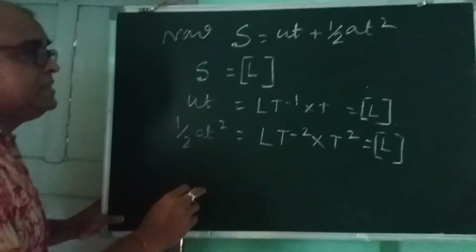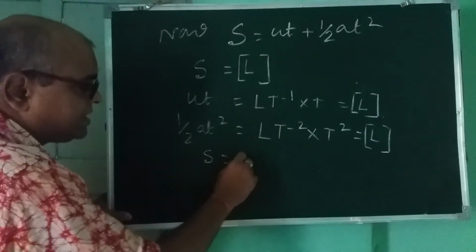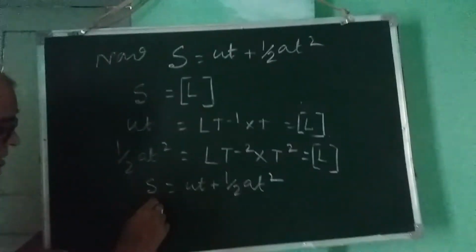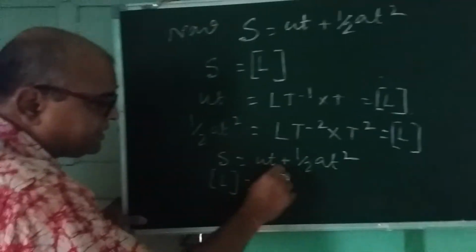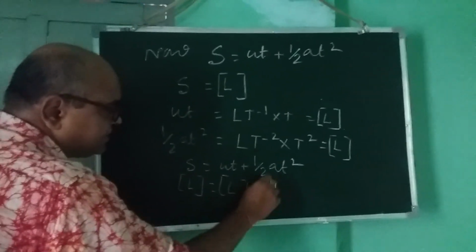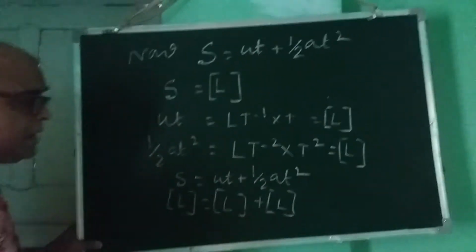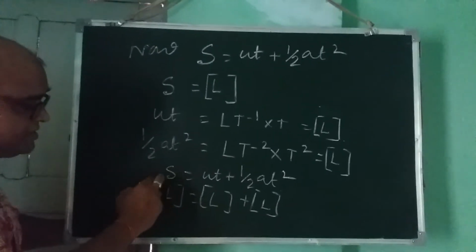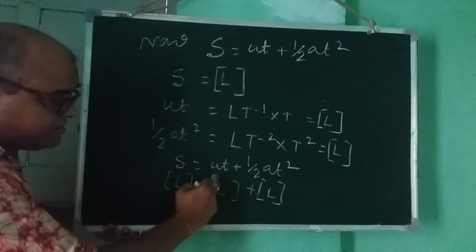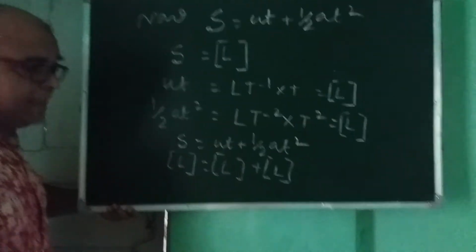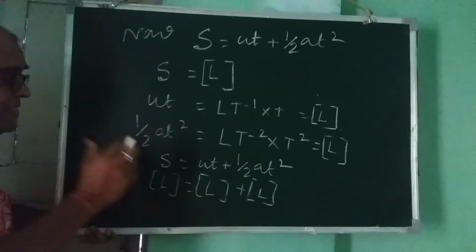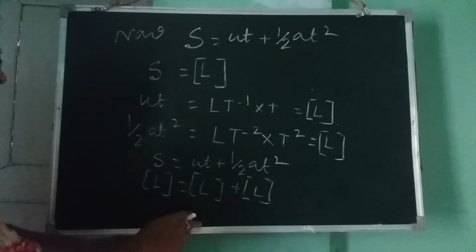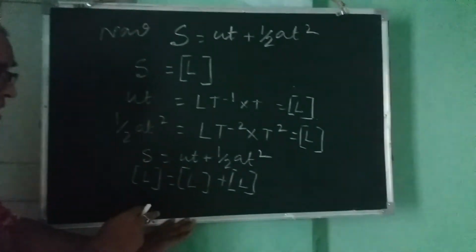Just see each term in S is equal to ut plus half at square. The dimension of S is L, the dimension of ut is L, and the dimension of at square is L. So here each term has equal dimension. We can say that the equation is true and right. With the help of that we can prove that it is dimensionally correct.